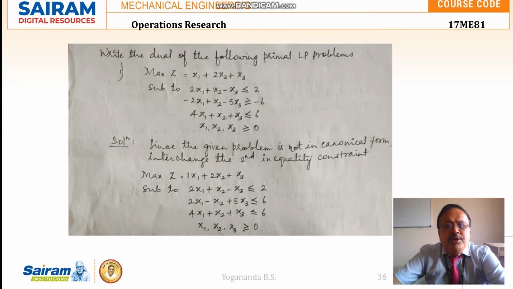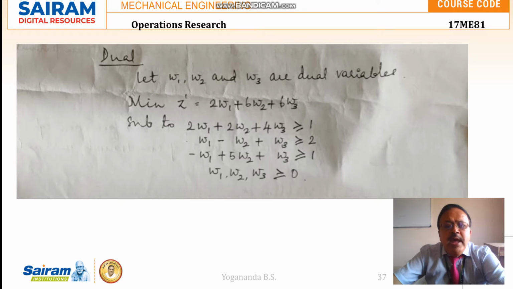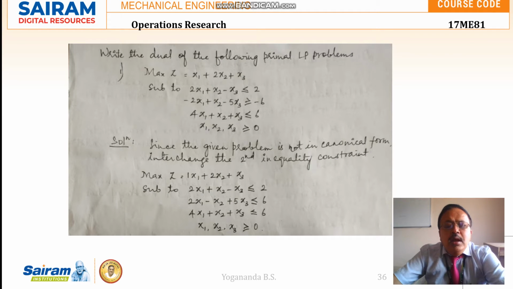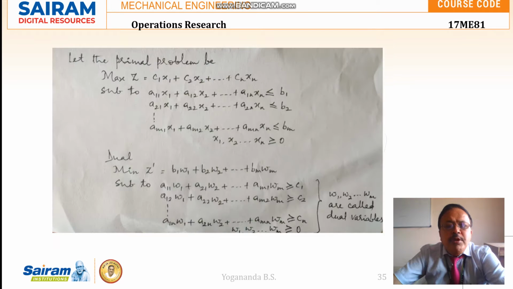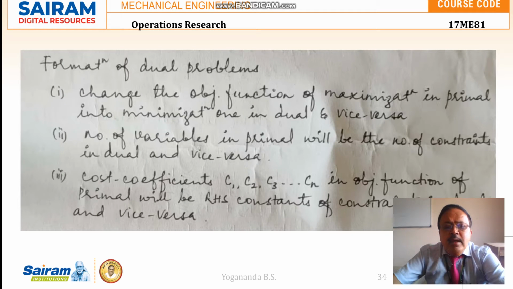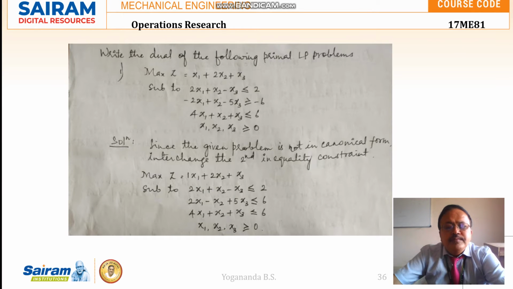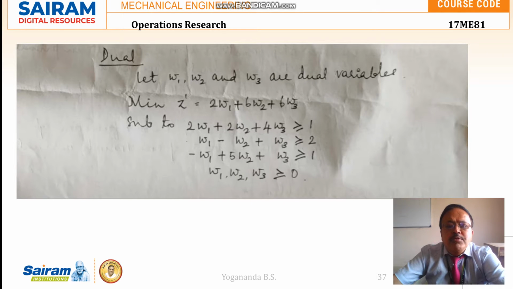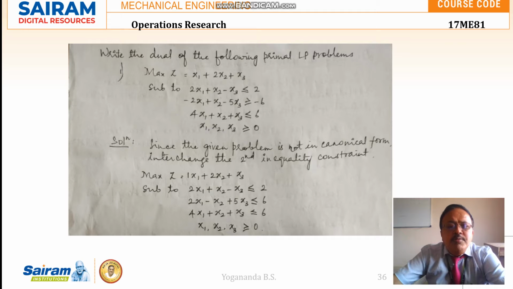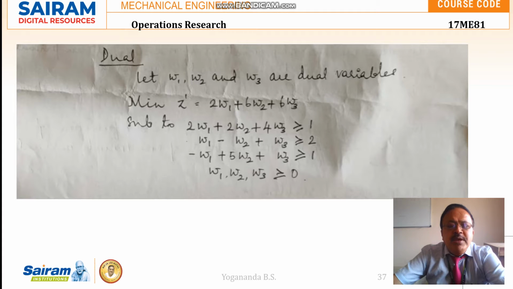Now we'll write the dual of the given problem. So we have W1, W2, W3. The number of variables in the primal will be the number of constraints in the dual. The variables are x1, x2, x3, so we have 3 constraints in the dual. W1, W2, W3 are the dual variables. Now the objective function is maximized in the primal, so in the dual it has to be written as minimum.